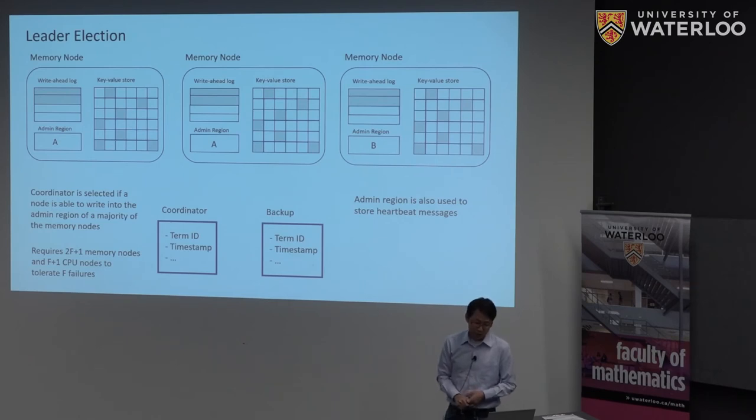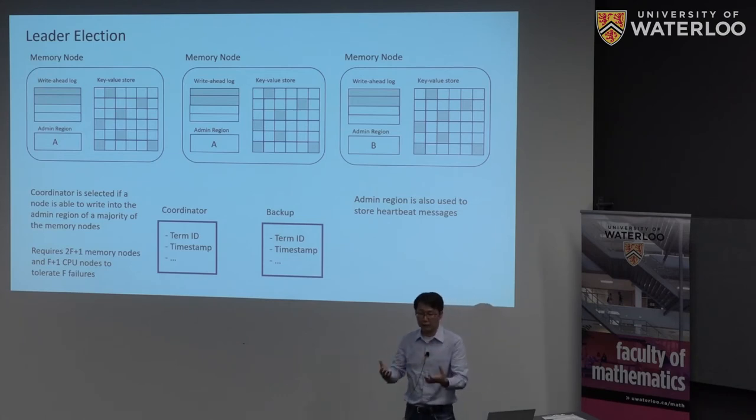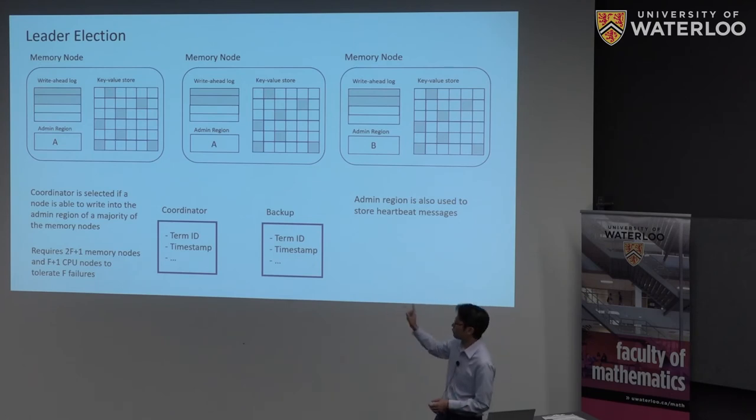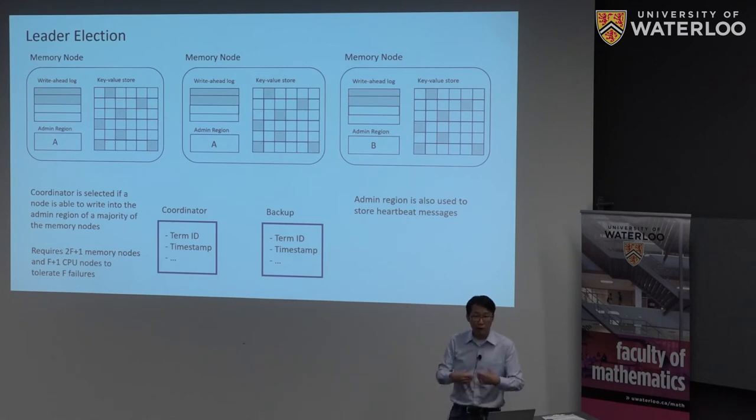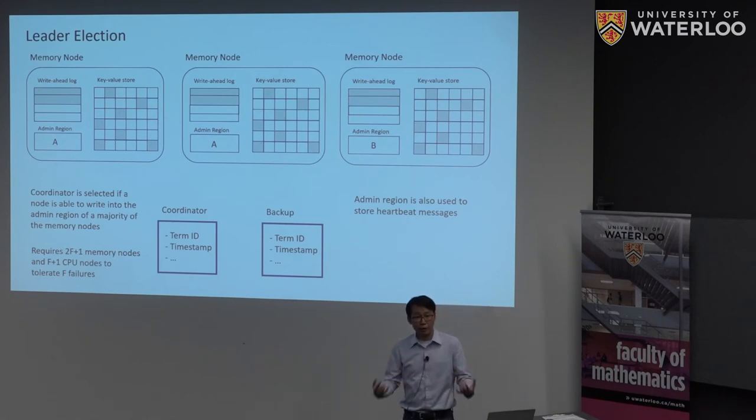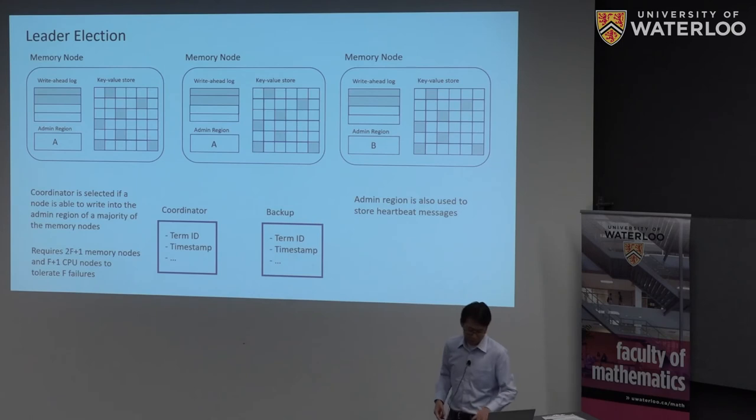In this particular design, we are able to provide tolerance for F failures using 2F+1 memory nodes, much like other consensus protocols. But we only need F+1 CPU nodes. The reason is that the CPU nodes don't directly talk to each other. They instead talk through the memory nodes, and as a result, we don't need majority agreement between them.